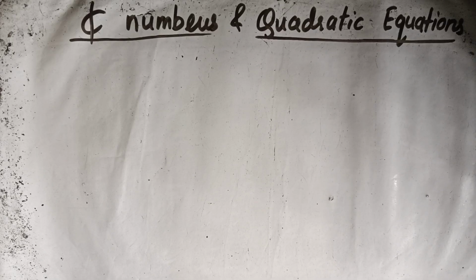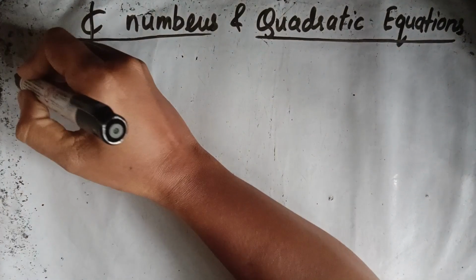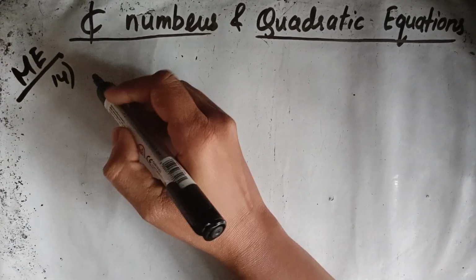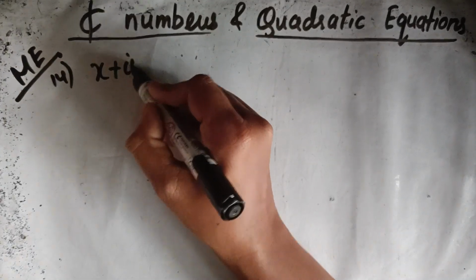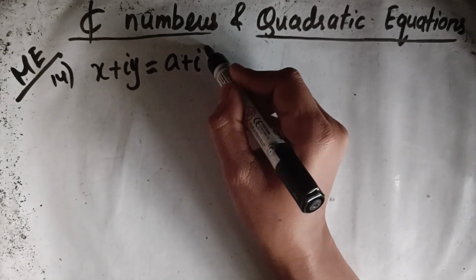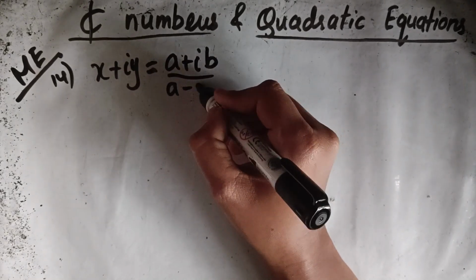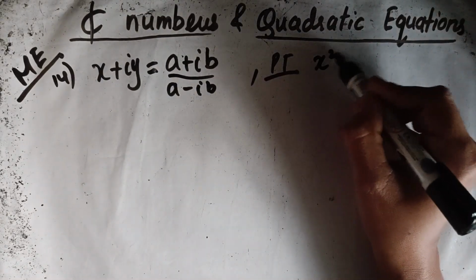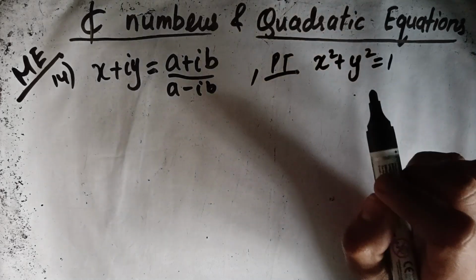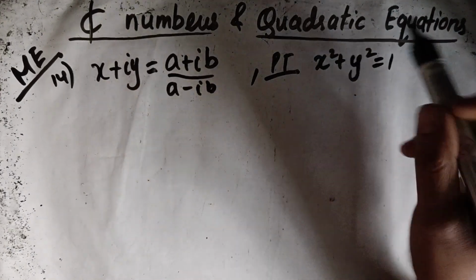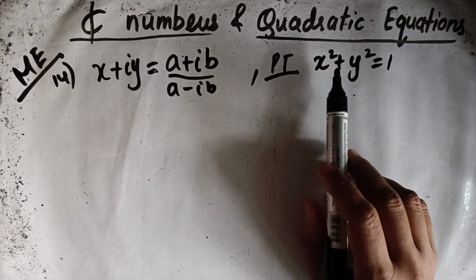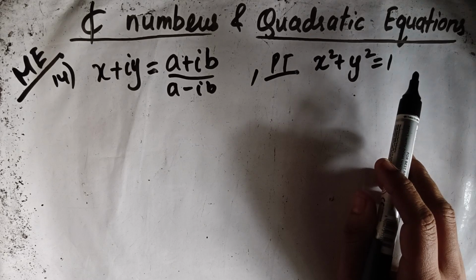Hello students, we were doing miscellaneous examples. So question 14: it is given that x plus iy is equal to (a plus ib) upon (a minus ib). We have to prove that x square plus y square is equal to 1. So how are we going to get x square plus y square? It is (x plus iy) into (x minus iy), right?